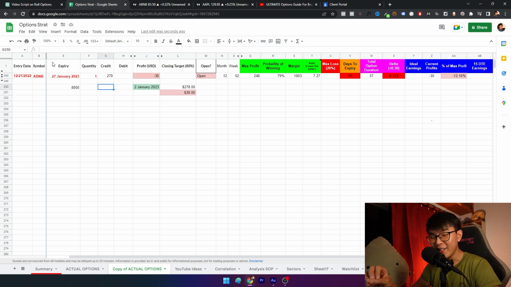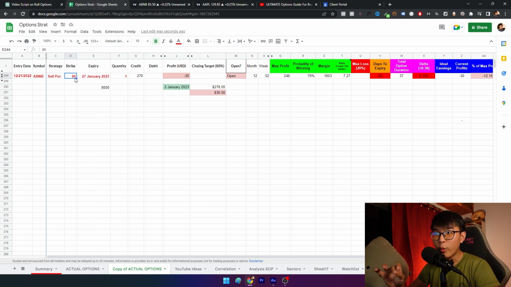What rolling the option means is to sell another put option further away from 27 January, to give time for the stock to fluctuate in price. Hopefully it will be above whatever strike price that you chose, so that you can keep the premiums that you've collected when selling the put options.